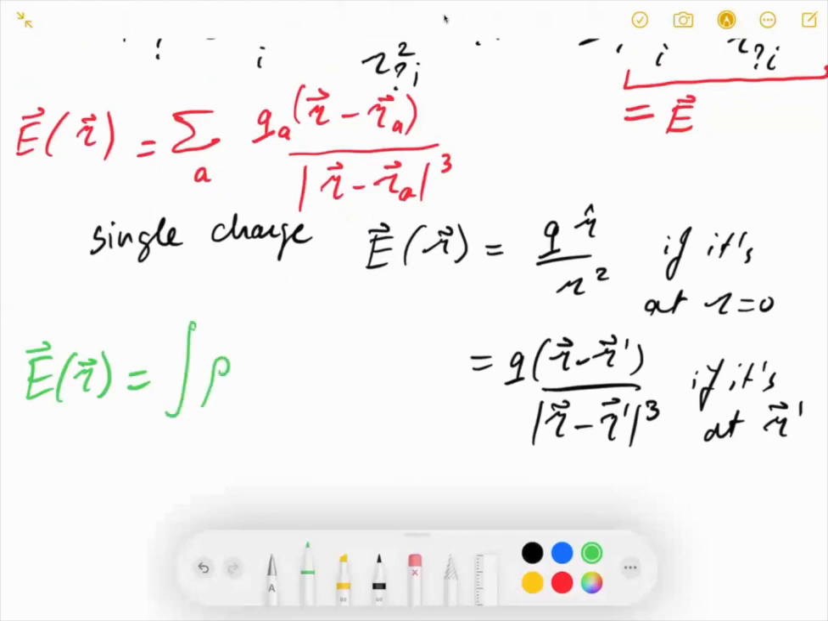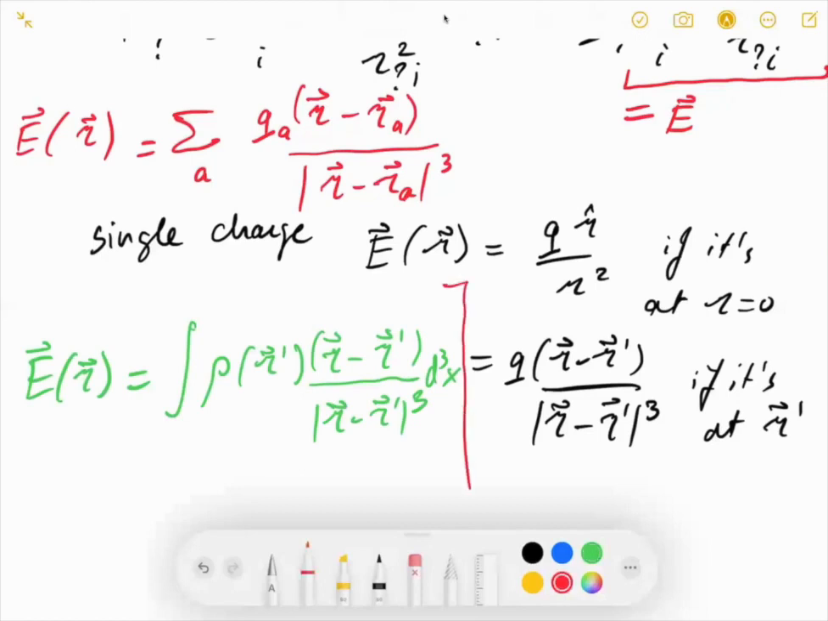So then we integrate over the charge density, and we still use that same distance dependence. So we still have some kind of an R minus R prime divided by R minus R prime cubed, and we integrate that over all of space. Okay, new expression.